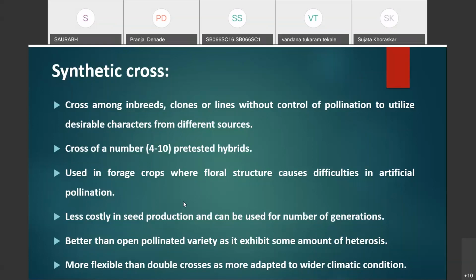These types of crosses are less costly in seed production and can be used for a number of generations.